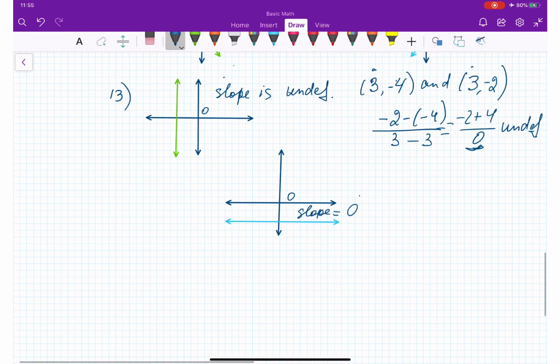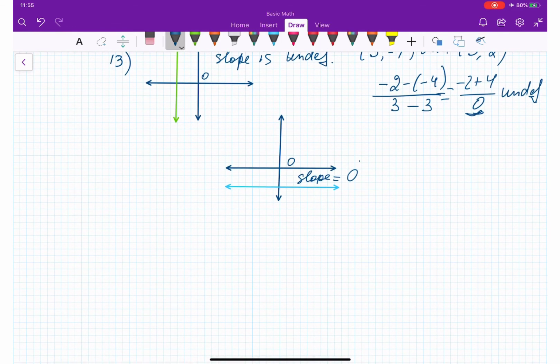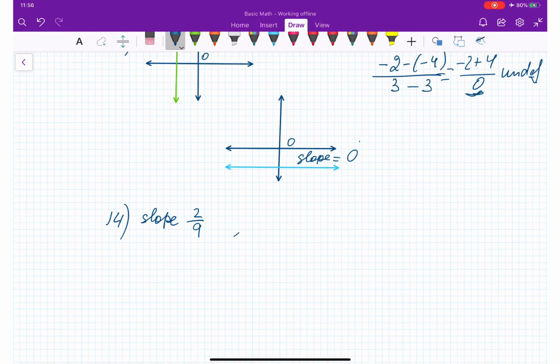And question number 14. We have slope 2/9. So based on slope, we can figure out if the lines are parallel or perpendicular. First of all, which lines are parallel? Those running parallel to each other. Perpendicular is, let's say, this one and this one when they make 90 degrees, right? That's perpendicular.